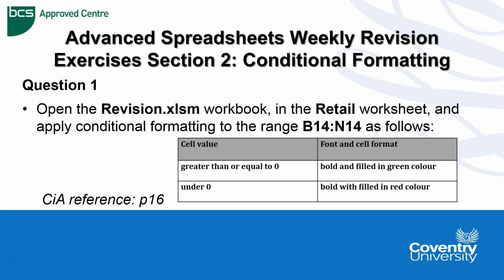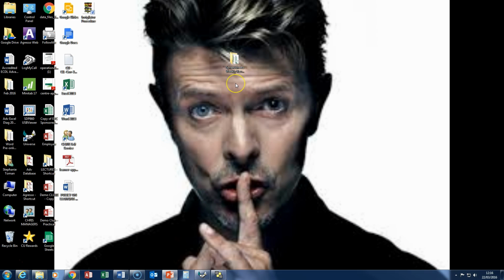You can see there's a reference to the page number for this one, which is Conditional Formatting, page 16. And I will do a video individually on each of the questions in the weekly revision exercises. So this one's conditional formatting. Question 1: open the revision workbook in the retail worksheet and apply conditional formatting to the range B14 to N14 as follows. So if you want to come along with me.